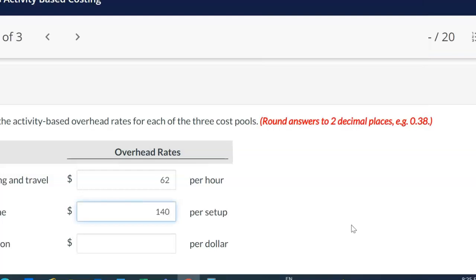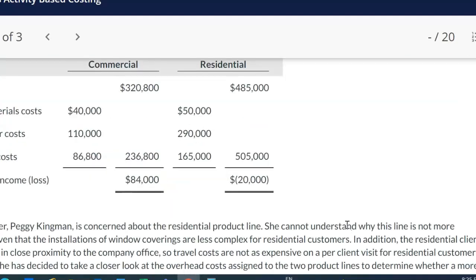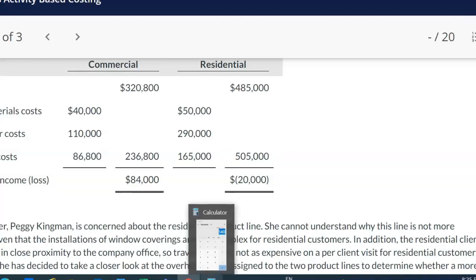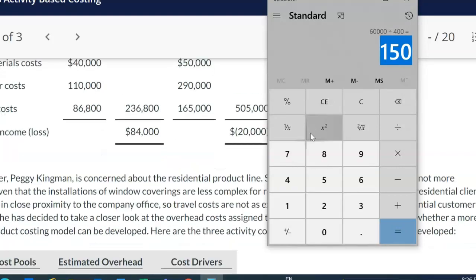Now, supervision, wait a minute. We're going to have to add the direct labor costs. So go back up. You have 60,000 divided by, you must add 110 and 290. That's 400,000. So 60,000 divided by 400,000. You added the two together, right? No, it couldn't be 150. You added the two direct costs. 400,000 into 60,000 is not 150.